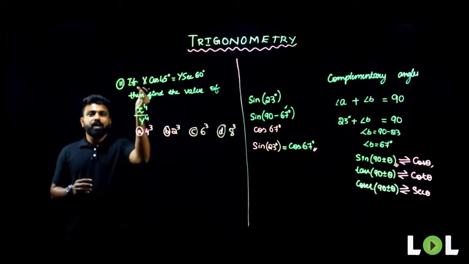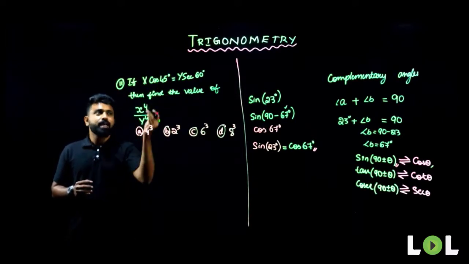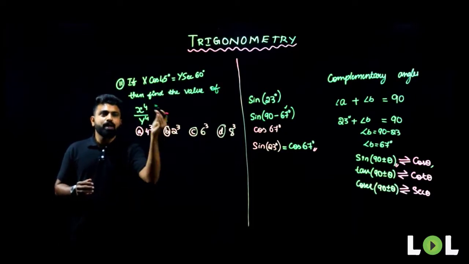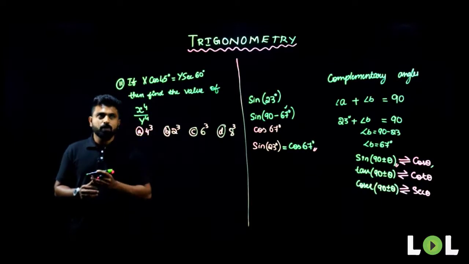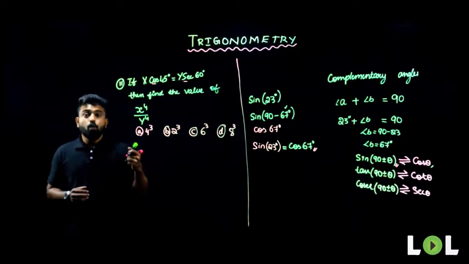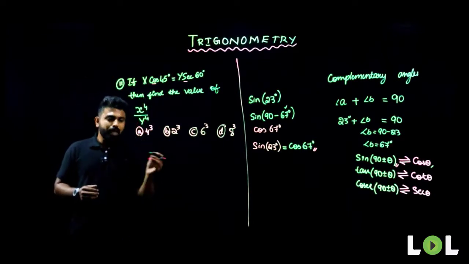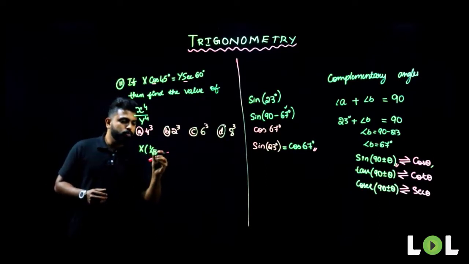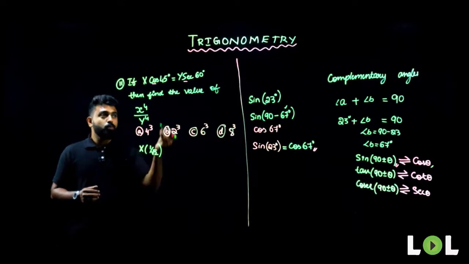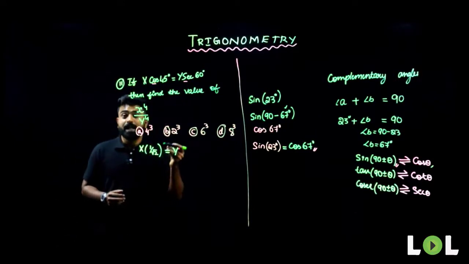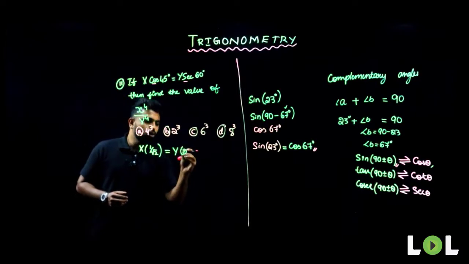It says that if x cos 45 degrees is equal to y secant 60 degrees, then find the value of x power 4 divided by y power 4. So let me quickly substitute the values for cos 45 and secant 60. We all know that cos 45 is 1 by root 2, so x into 1 by root 2. Now, what is the value of secant 60? It is y into secant 60, and the value of secant 60 is nothing but 2.